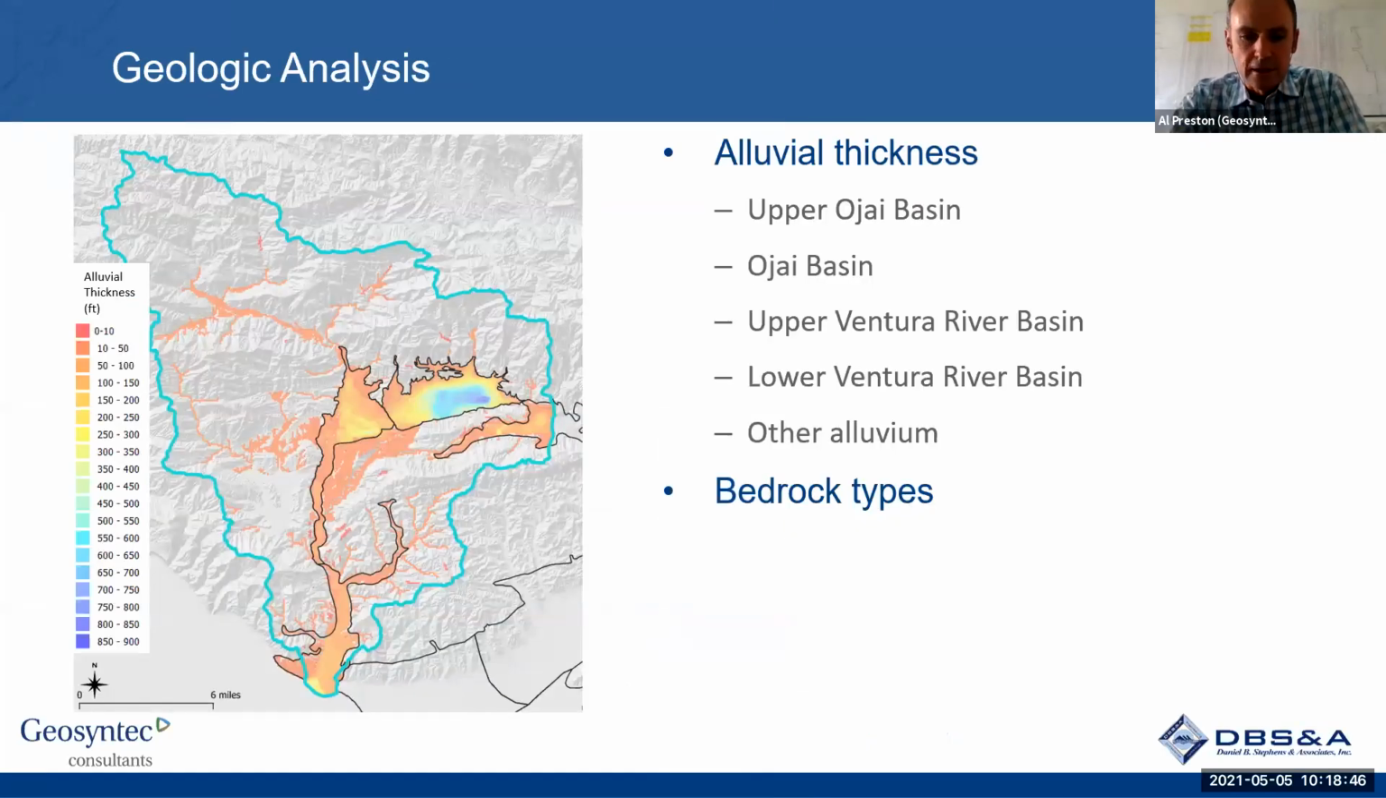For the underlying MODFLOW model, we need the geologic analysis to define the different thicknesses of the different alluvial basins, the 4 main basins shown here, and also the types of bedrock in the groundwater model. That's all I'm going to say about that. For the next part of the talk, we'll dive into a lot more detail on that.